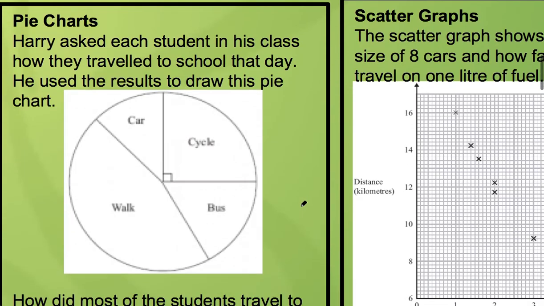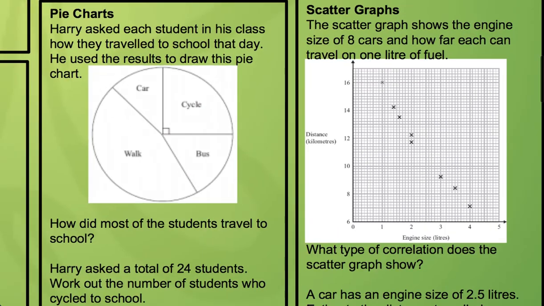Pie charts. Harry asked each student in his class how they travelled to school that day. He used the results to draw this pie chart. How did most of the students travel to school? Well, that is just the biggest chunk of the pie chart. Very straightforward question here. Walking.